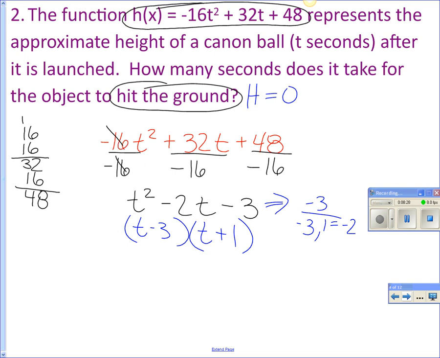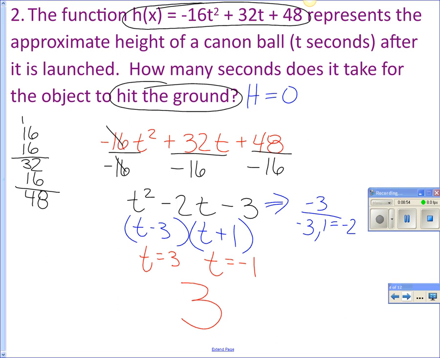Am I done? No, why not? I have to set it equal to 0 because it's hitting the ground. I have to equal it to 0. Stephen A., what do you get for your 2 answers? Very good. LeVar, which one of those do I want? The 3. My final answer to this problem is 3.